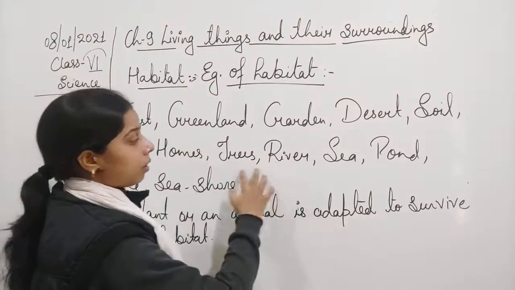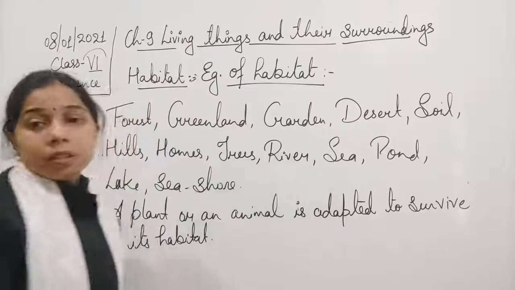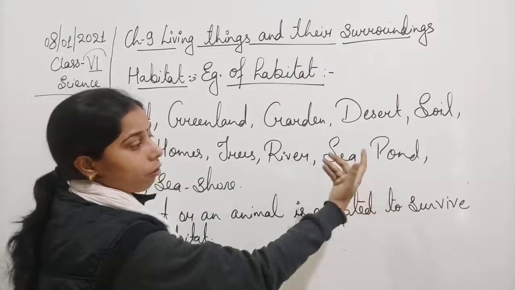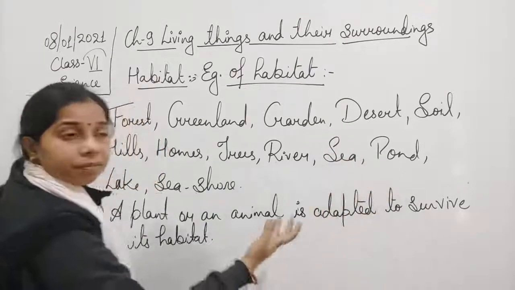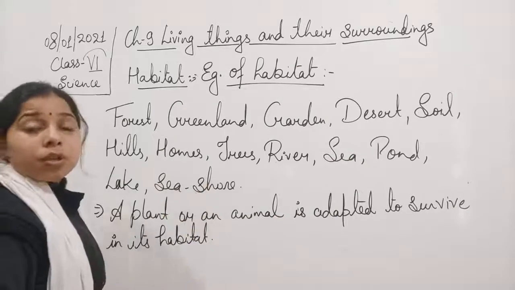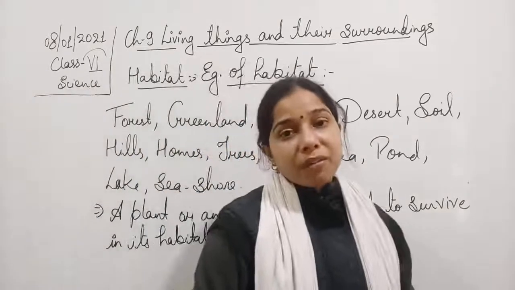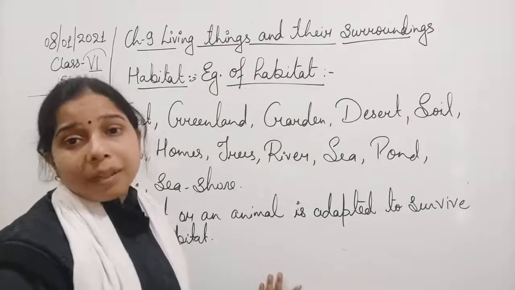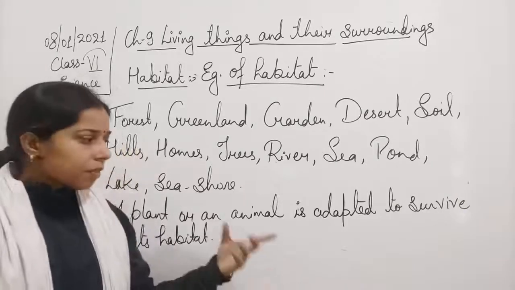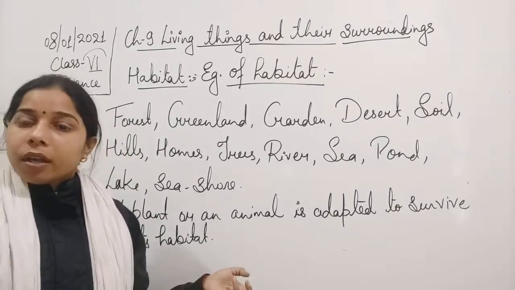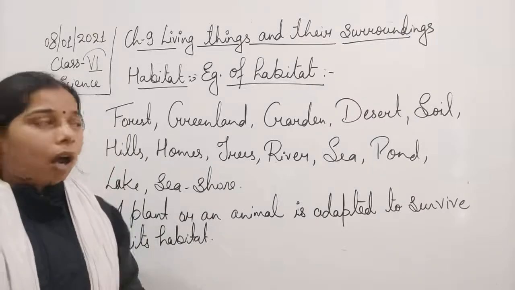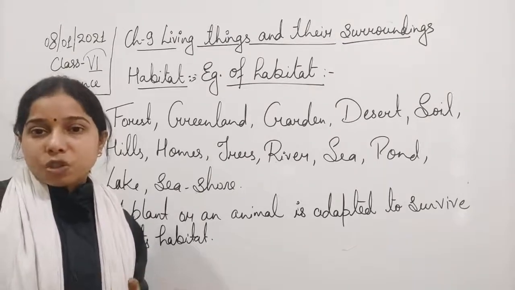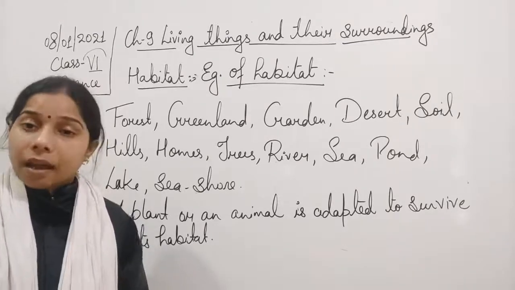Now trees, river is there, students. So yes, a river. Then sea is there. Some of the living organisms used to live in the sea, pond, and some of them used to live in the seashore. So we can say that these are the different examples of the habitat, and the plants or the animals used to adapt themselves so that they can survive in any habitat. Okay, so adaptation, we will talk about how a plant or animal makes themselves in such a way that they can survive in their habitat.